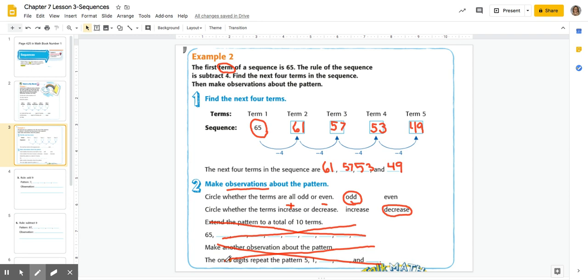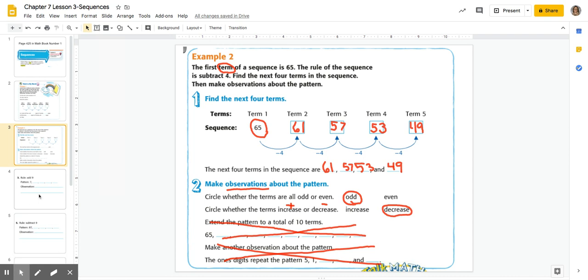So a lot of it today is they're going to tell you what's the first term, the first number in a sequence, and they're going to tell you what that rule is, and you're going to finish that sequence, and then you're going to make an observation. Maybe it's the numbers are odd or even, or they're decreasing or they're increasing. They're getting bigger, they're getting smaller. Or maybe there's a number that keeps repeating itself over and over again. You'll have to wait and see.